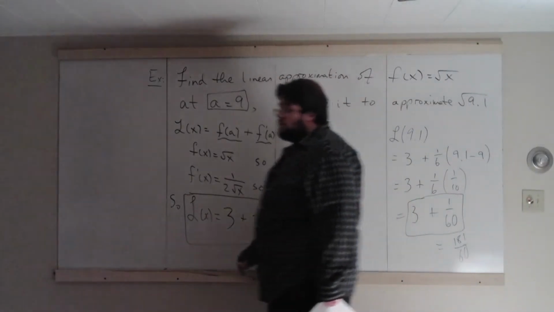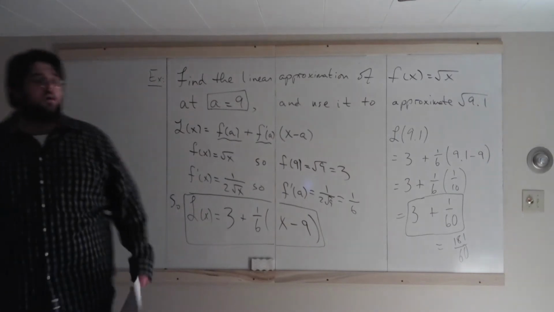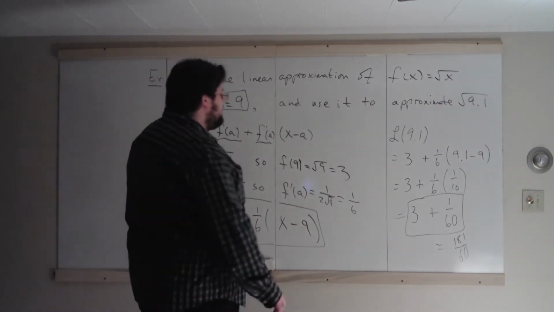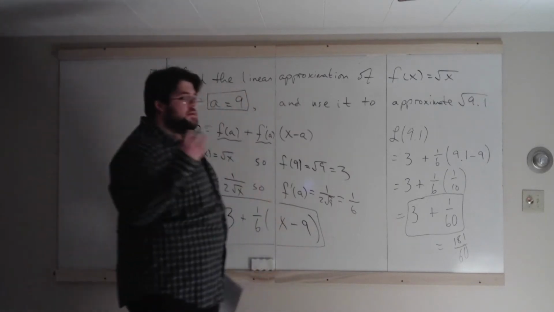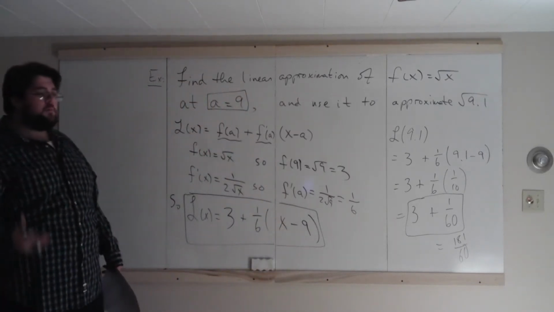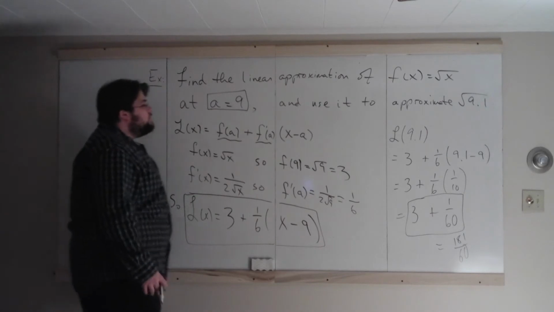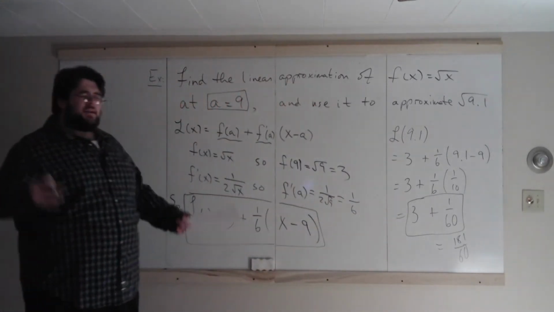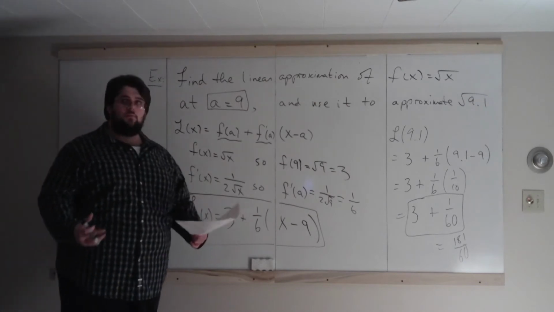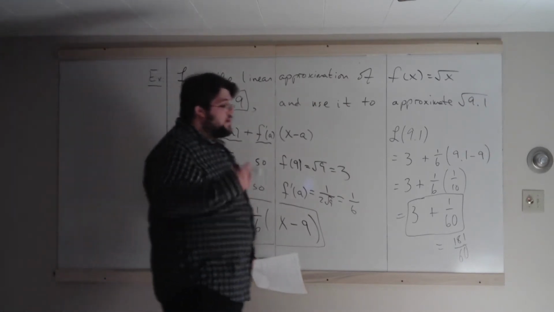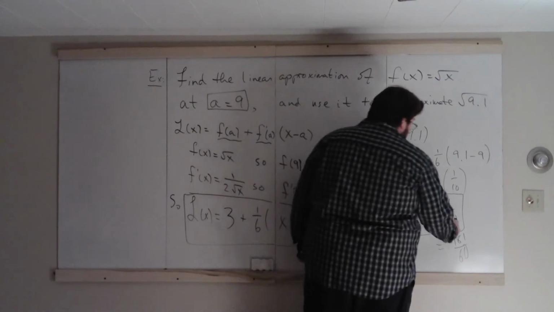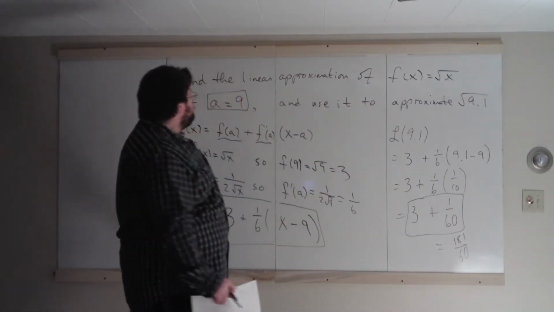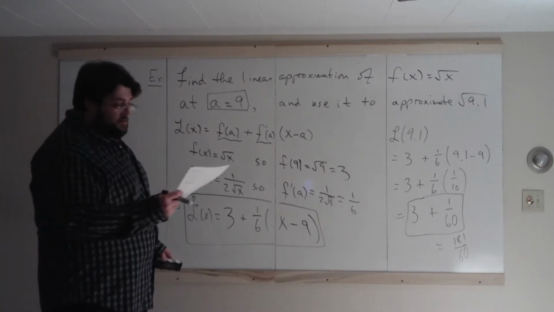So notice one thing about this. In this approximation, the answer we found does take the form of what we would expect it to be. We would expect the square root of 9.1 to be a little more than 3. So we should expect our approximation to give us a number a little more than 3, and it does. Let's do a second part on this example.